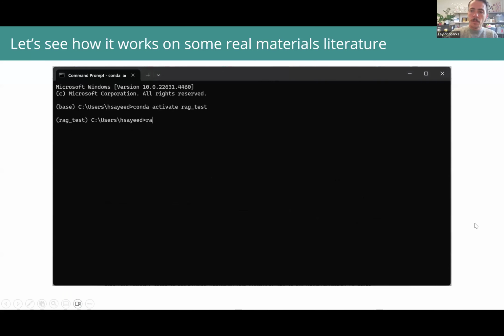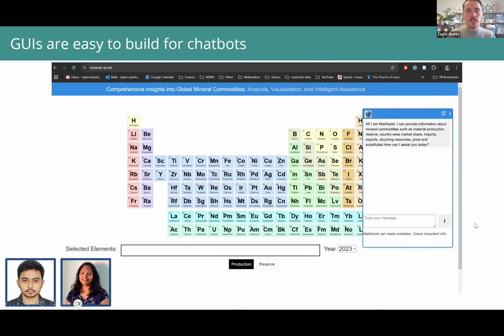Okay. All right. By the way, if you don't want to do it via the command line, it's also very easy to build these out as chatbots. Here's one we did for a mineralai.net website that we put together, which allows people to query elemental resource information like cost or who's producing something, how many reserves there are, market share information, or things like that for the whole periodic table. It's trained off of the United States Geological Survey.